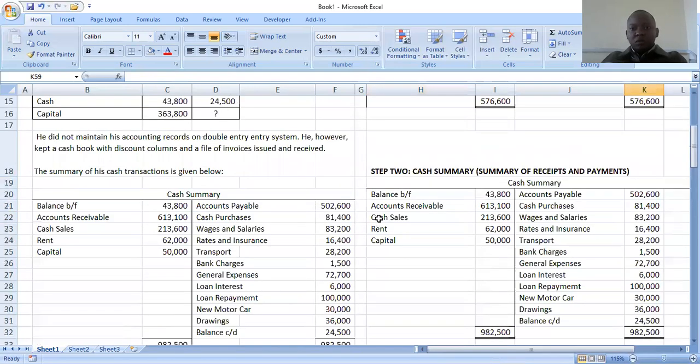Then move on to cash sales. This shows that there were sales made by cash. When sales are made by cash, the double entry should be debit cash account, credit sales account. In this case, the cash account has been debited by 213,600. So you ought to have credited the sales account by 213,600.